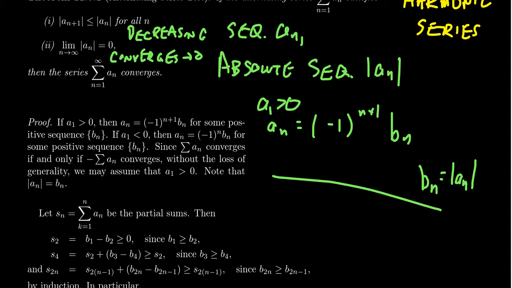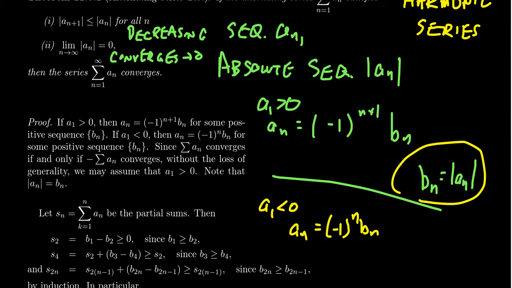Now, the other option is that a_n actually starts off negative. We allow that as a possibility. a1 could be a negative number. If it is, that would mean that a_n is going to look like negative 1 to the n times bn, where again, bn is just the absolute sequence. So the only difference between the starting term being positive or negative comes down to whether we have n plus 1 or n as the power of the negative 1.